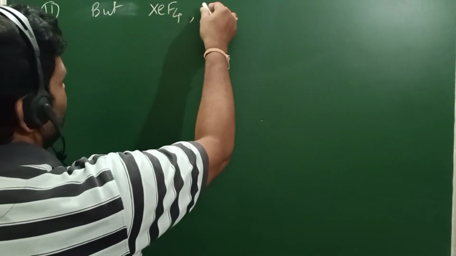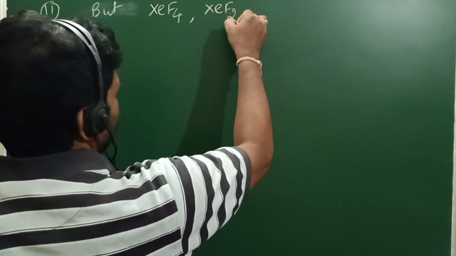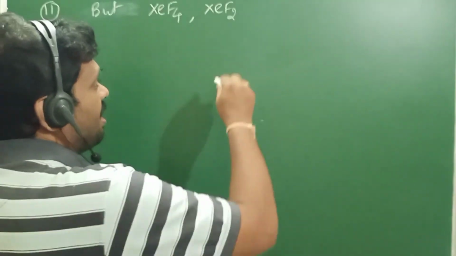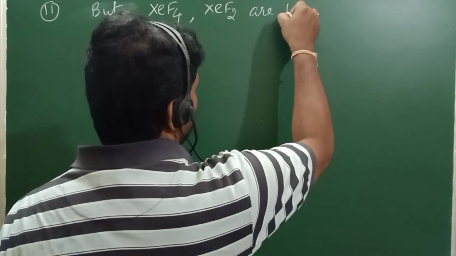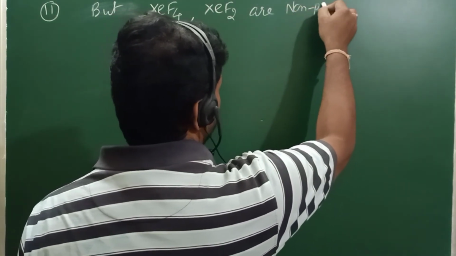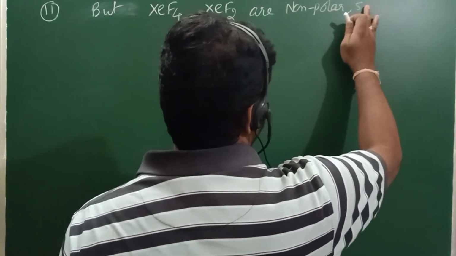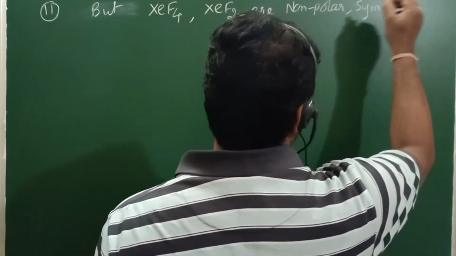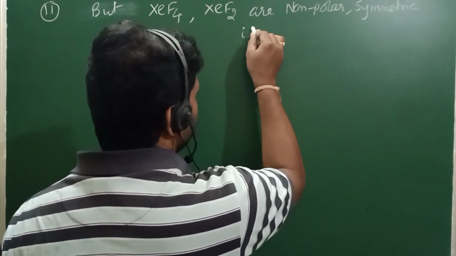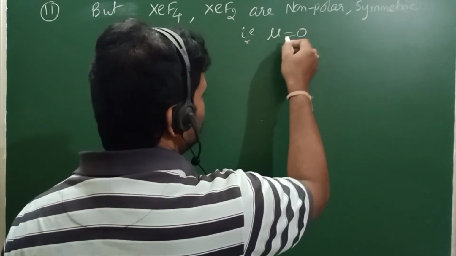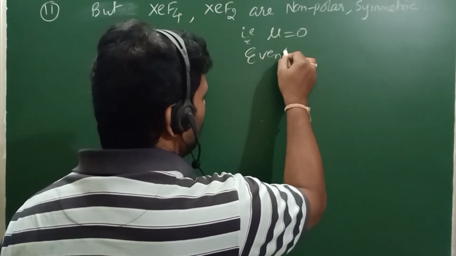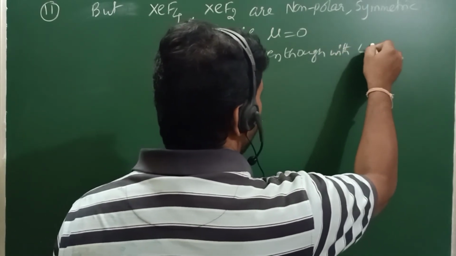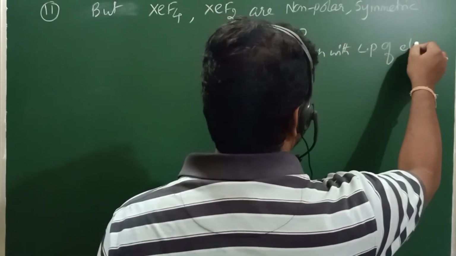But xenon tetrafluoride and xenon difluoride are non-polar, symmetric. Non-polar, symmetric means mu is equal to 0 even though there are lone pairs of electrons.